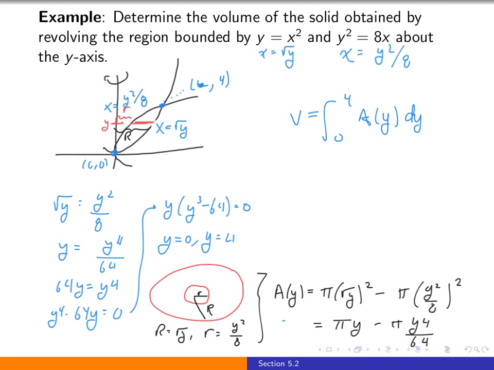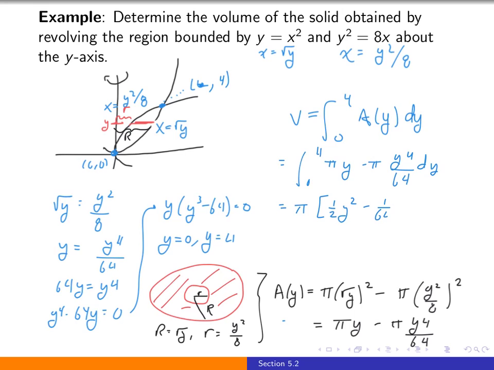So it corresponds to the area of this washer. Plugging into our formula, this would be the definite integral from 0 to 4 of pi y minus pi times y to the 4th over 64. So the pi pulls out front. The antiderivative of y is 1/2 y squared. And the antiderivative of the next term would be 1 over 64 times 1/5 times y to the 5th from 0 to 4.